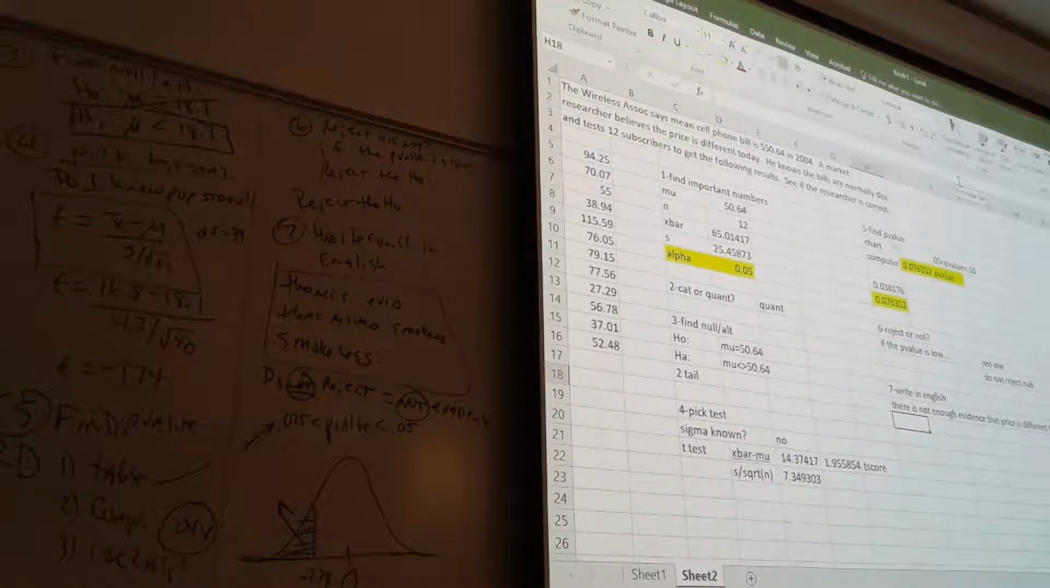You want me to save this spreadsheet? Okay, I will save this. I will post it. Quiz on Tuesday is going to be on chapter 20.